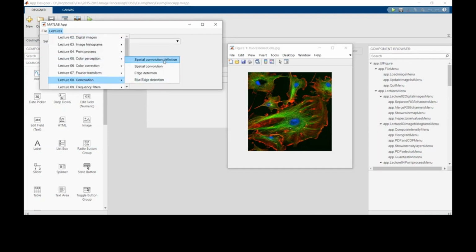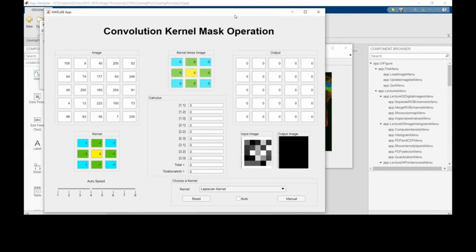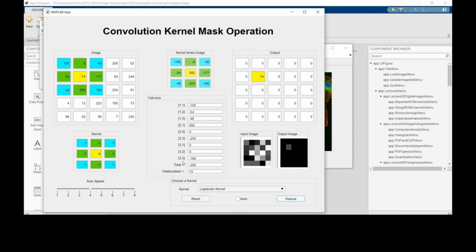So we have here the convolution, spatial convolution. Let's say that we have this image, any numbers there. We have this kernel, whatever that is. It has the central pixel, and then it has minus 1 everywhere, and the central is multiplied by 8. And then we have to multiply. We want to compute this pixel here.